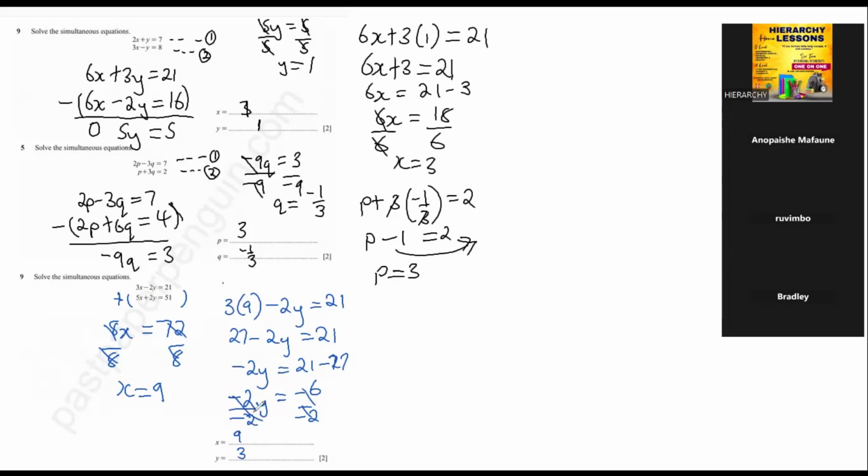All right, thank you, Brad. So it's not always that we have to subtract. Sometimes we can add the equations, and then the other terms will cancel, right?